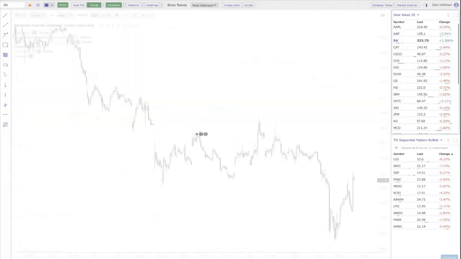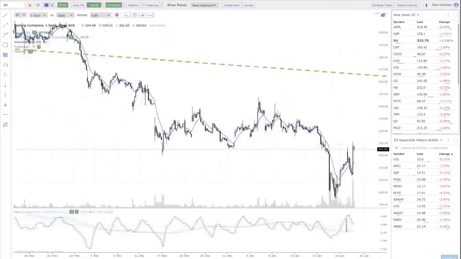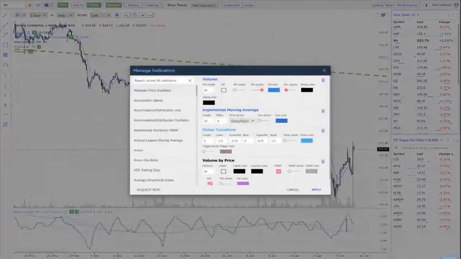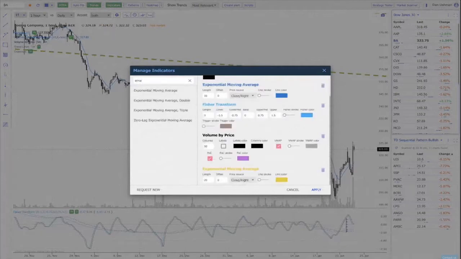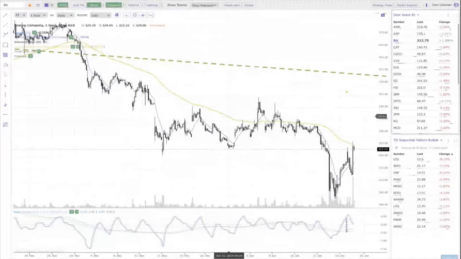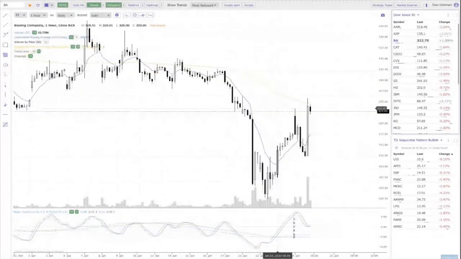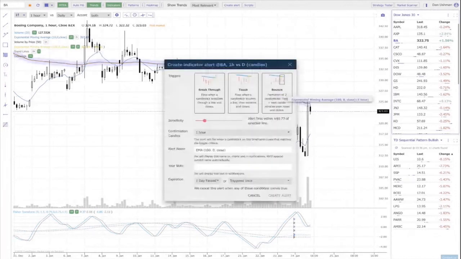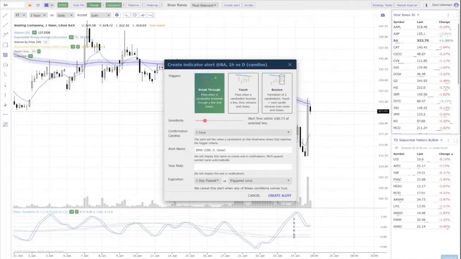You can also do that same type of thing with indicators. So, let's say you want to add, call it a 100 period EMA to your chart, right? That's this yellow line here. Price has just bounced off it. So maybe you want to say if price ever gets above this EMA, I want to get an alert. So you can right click on it, create an alert.